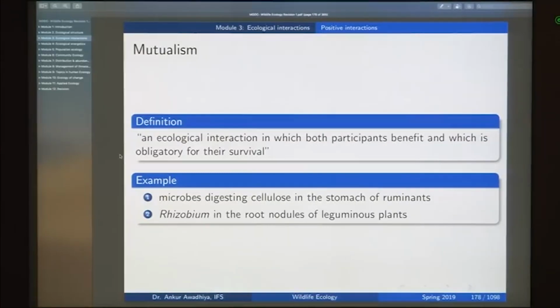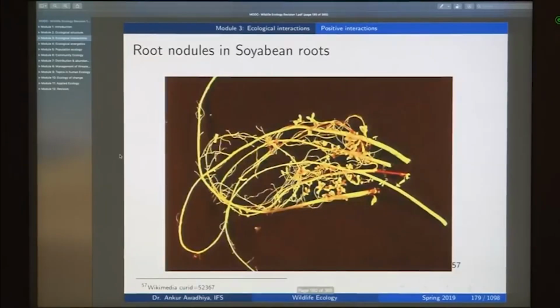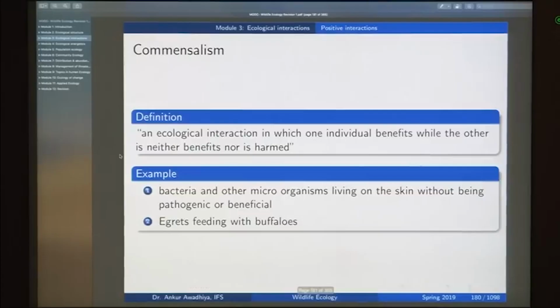Another example is rhizobium in the root nodules of leguminous plants. So, these are the root nodules in soybean. Then next one is commensalism. This is an ecological interaction where one organism benefits and the other one is neither benefited nor harmed. Example is bacteria and other microorganisms that live on the skin without being pathogenic or beneficial.